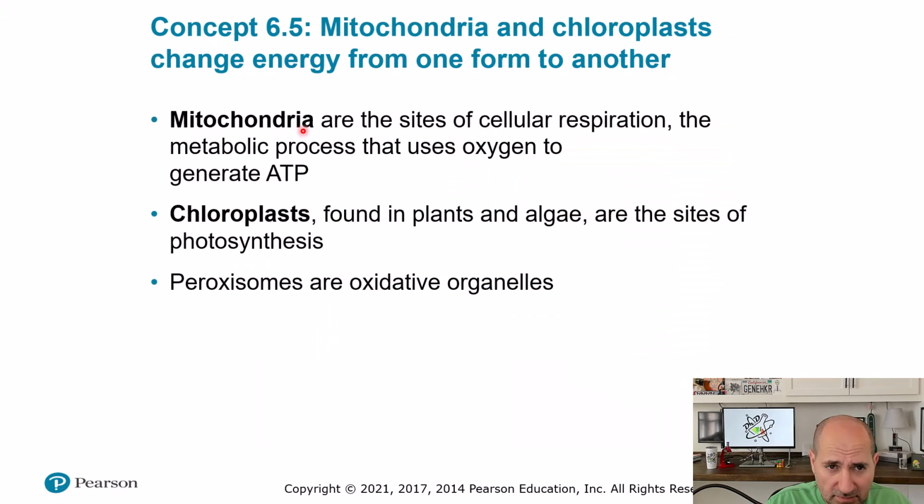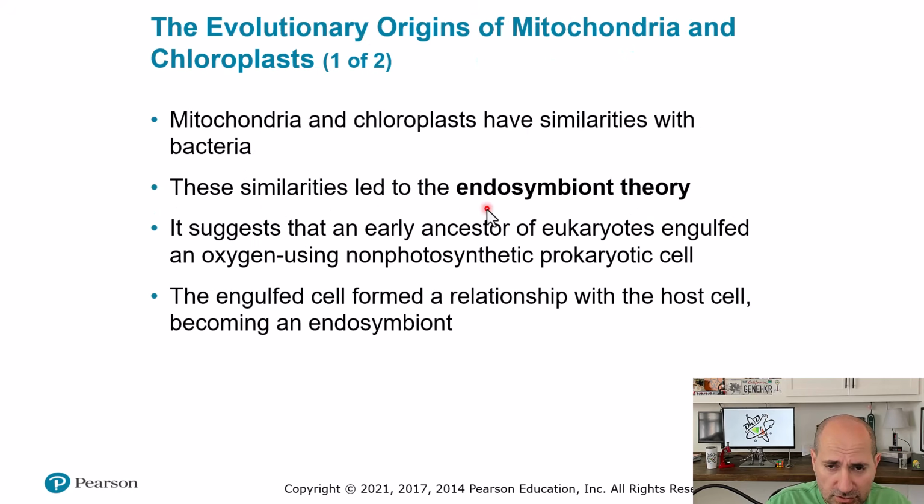Next, we talked about the mitochondria and the chloroplasts. First of all, you should know the endosymbiont theory. Remember that it suggests that the early ancestor of eukaryotes engulfed an oxygen-using non-photosynthetic prokaryotic cell, which became the mitochondria, and then later on also engulfed a photosynthetic cyanobacteria, which later became the chloroplast.